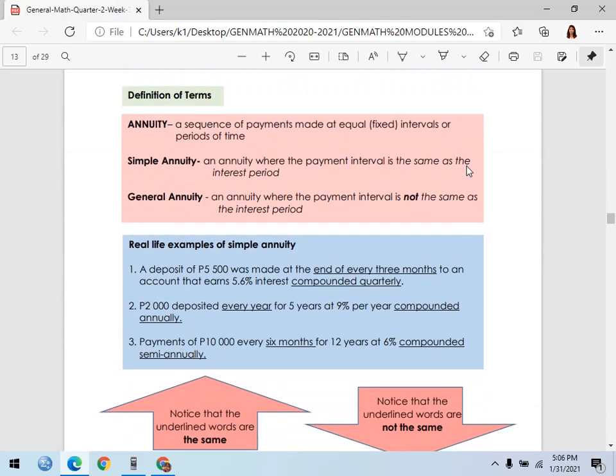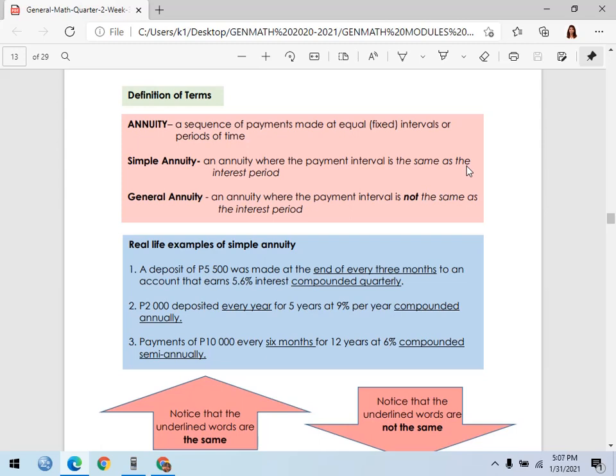As mentioned in lesson number 1, annuity is a sequence of payments made at equal or fixed intervals or periods of time. And there are two types of annuity. We have simple annuity and general annuity. Simple annuity is an annuity where the payment interval is the same as the interest period. That means same yung interval ng pagbabayad with the period or interval ng pagbibigay ng interest.